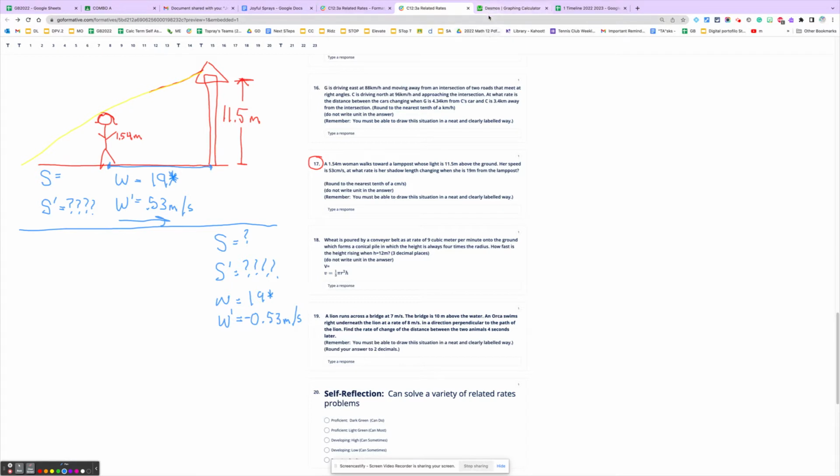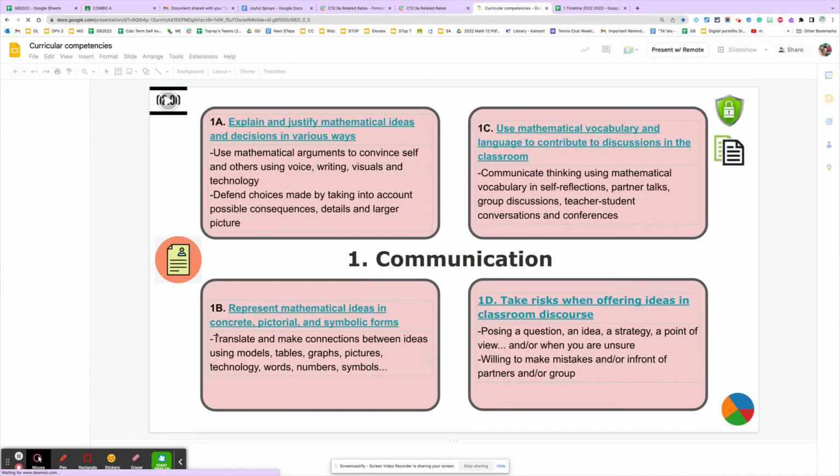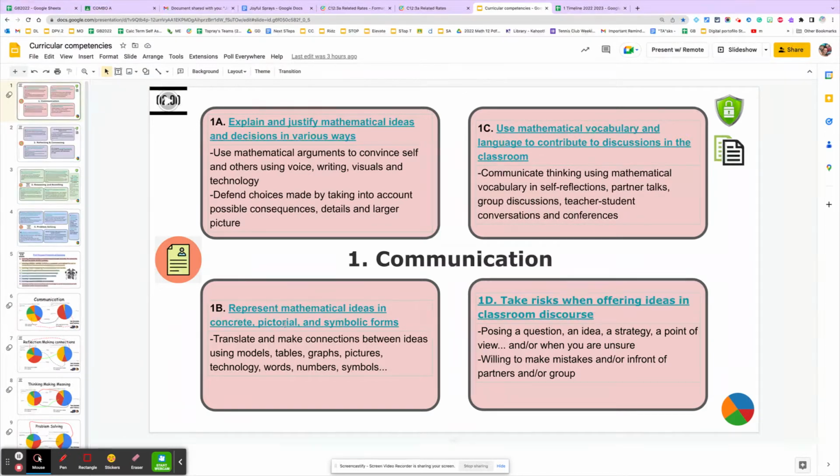Now, this is a spot where many of us have gotten more comfortable. So we've got to that point. And what you've gotten really good at, and it's time now for you to really consider, is 1B, speaking clearly to the fact that you can represent mathematical ideas in concrete, pictorial, and symbolic forms. So in this example, we've certainly done pictorial. We've drawn a picture, and then symbols are going to be the equations and the numbers and all those things that we put together in that.